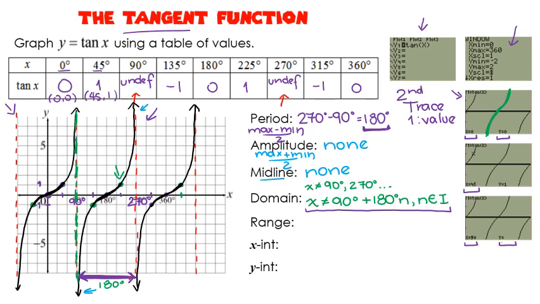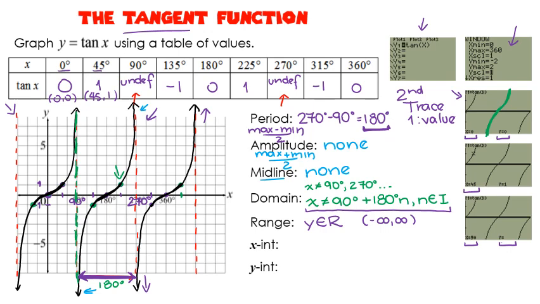For the range, because our graph goes down towards negative infinity forever, and then it goes up towards infinity forever, we can just write that y can be any real number. So as set notation, we'll have round bracket, negative infinity, comma, infinity, round bracket.